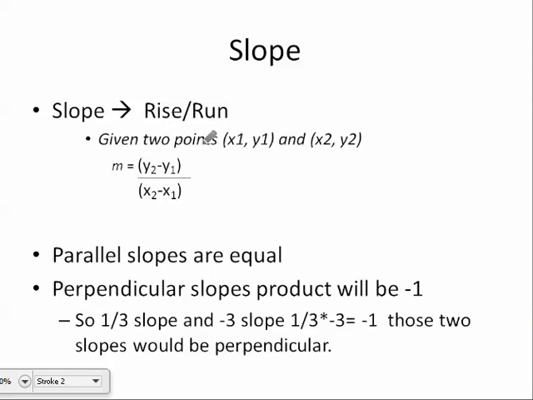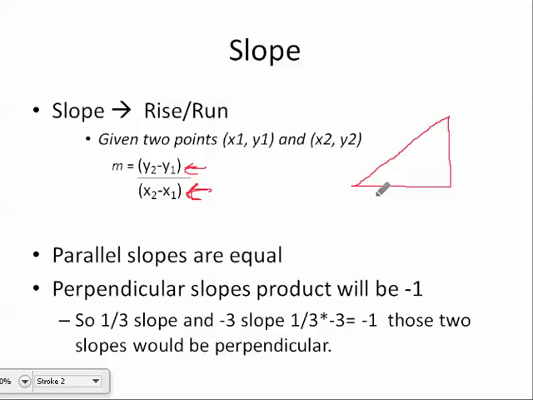Slope. Slope is given as the rise, the difference in the y values, divided by the run, the difference in the x values. All I'm finding is how far over does it go and how far up does it go. And that tells me the slope of that line. Okay?